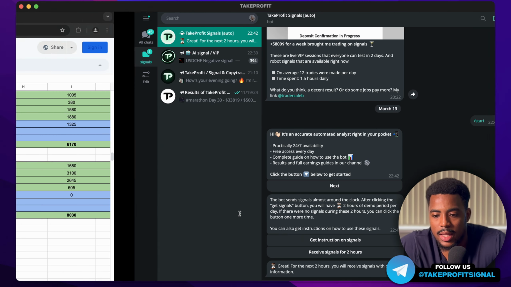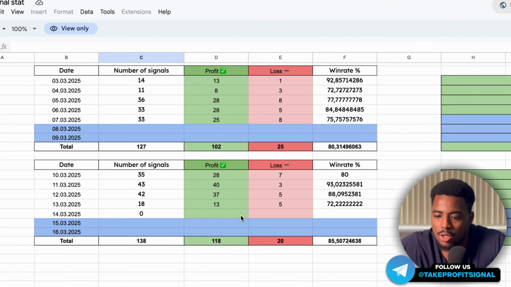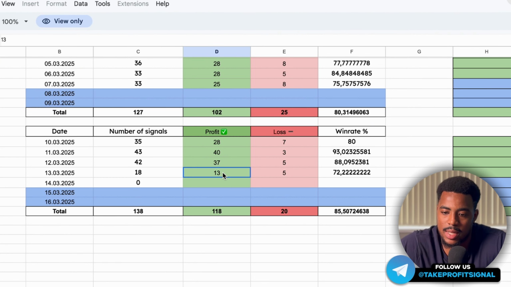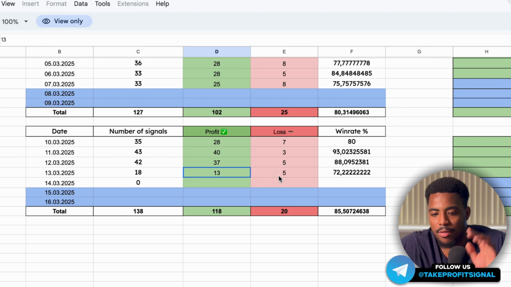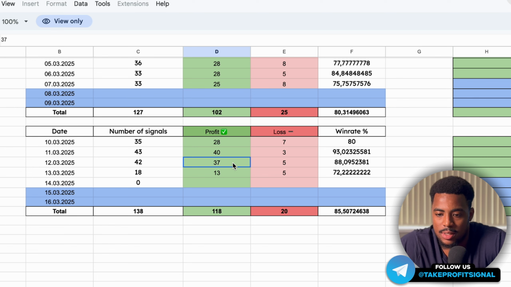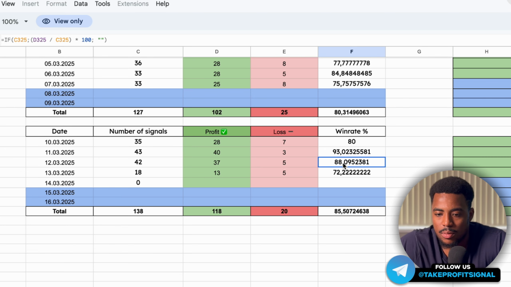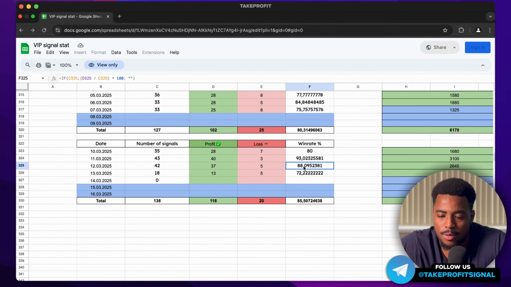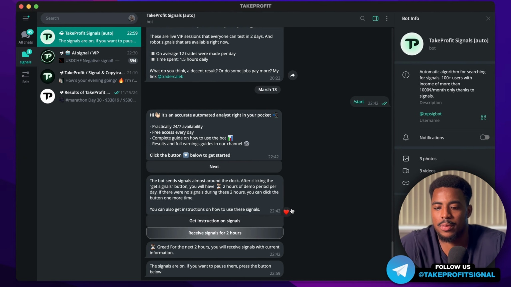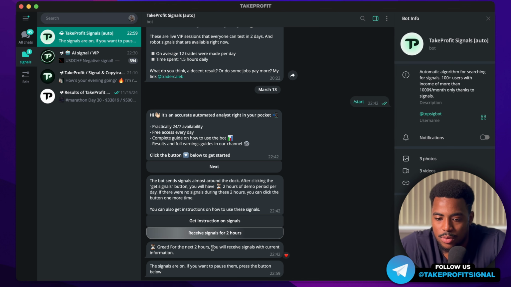This bot has been continuously developed and updated here over the past 2 years. It gives just phenomenal signals with such statistics. Today, of course, the statistics are not very good. We have 13 pluses and 5 minuses, but yesterday we had 37 profitable trades against 5 unprofitable ones. This is 88% of the win rate. It's just crazy. Here I have already clicked the receive signals button for the next 2 hours. So as soon as the robot sends me any signal, we will open the trade using this signal.